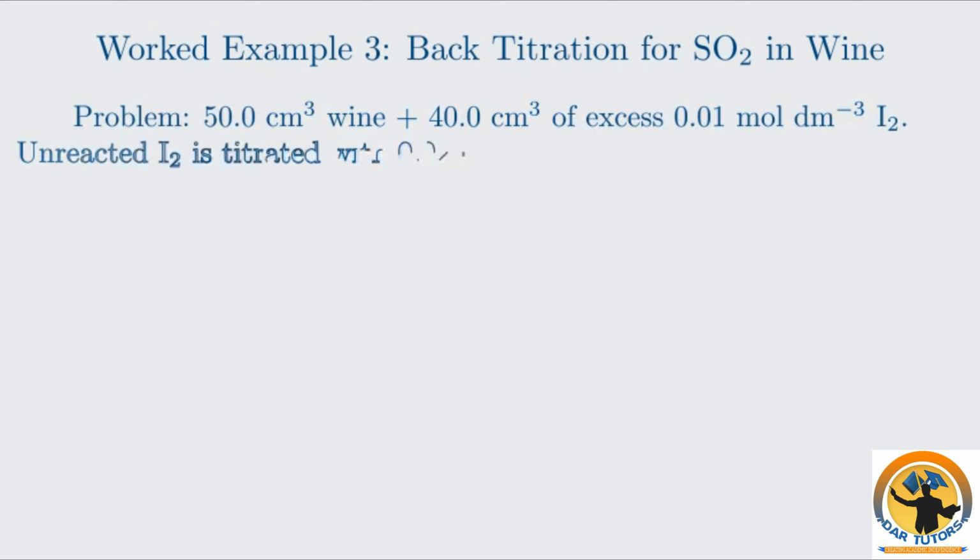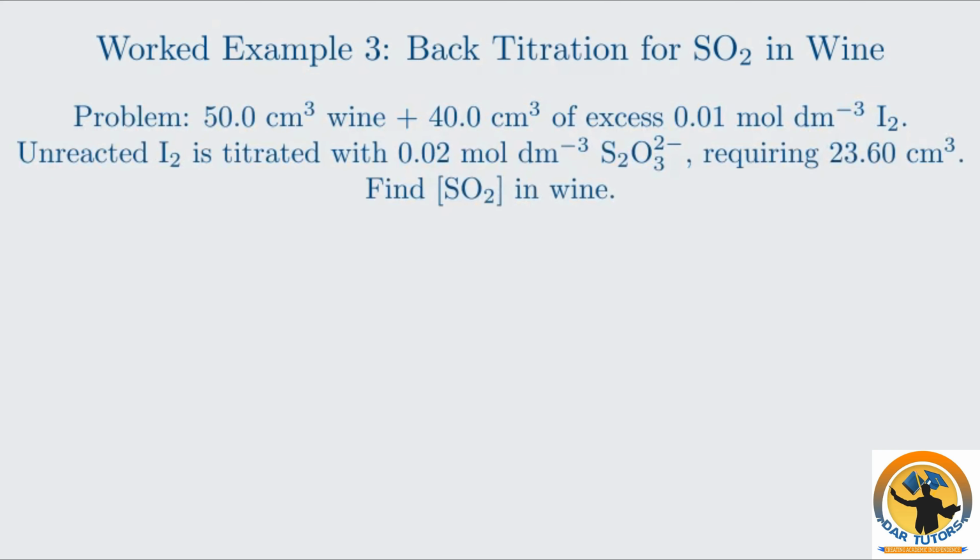The unreacted iodine is then titrated with 0.02 molar sodium thiosulfate solution, requiring 23.60 cubic centimeters to reach the endpoint. We need to find the concentration of SO2 in the original wine. A back titration involves two reactions.